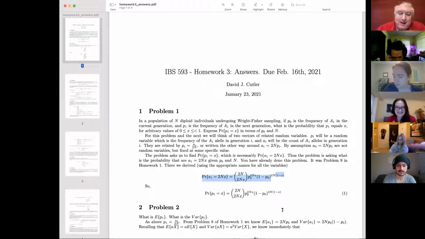And this one might be useful to plug in some values for, maybe open up Excel, make a population of size 20 and see what the probability of the next generation having 1 allele, 2 alleles, down to 40. And see what values that corresponds to for the next generation's allele frequency, and so forth. Questions about this so far?